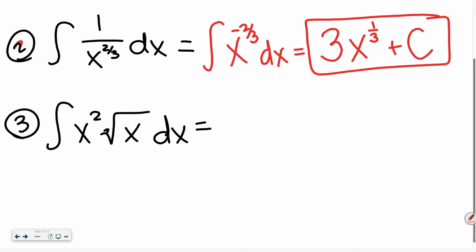Is that a cube root? That is a cube root. There is no such thing as a product rule, or a quotient rule, or a chain rule when we take antiderivatives.